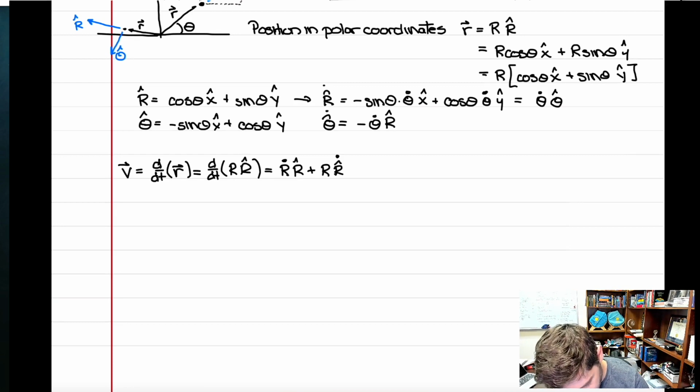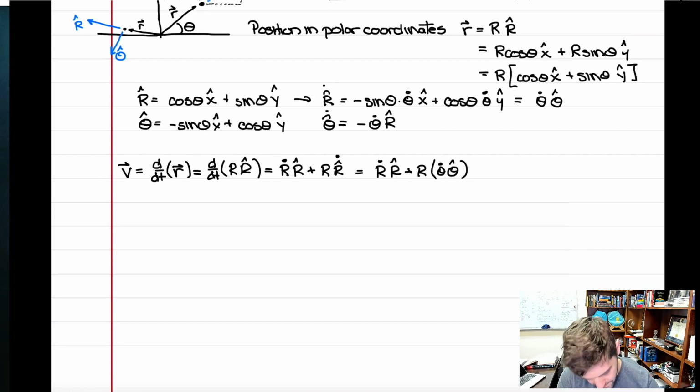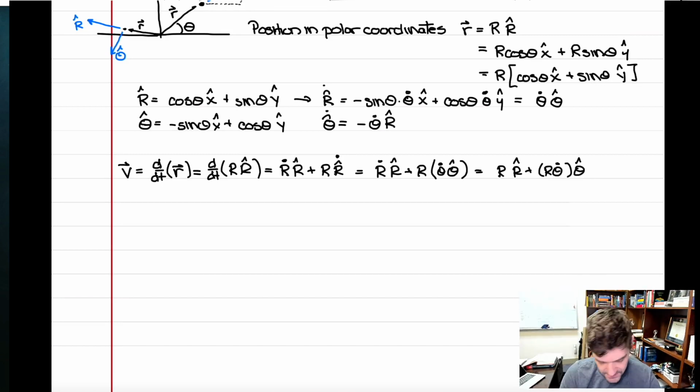So then the velocity here looks like r dot in the r direction plus r, and then the derivative of this unit vector we just said is theta dot in the theta direction. So it's r dot in the r hat direction plus r times theta dot in the theta hat direction. And this is a general expression for velocity in polar coordinates. No assumptions about uniform circular motion or that it's even moving in a circle. I could take a line and write it down in polar coordinates. And this is the general velocity.